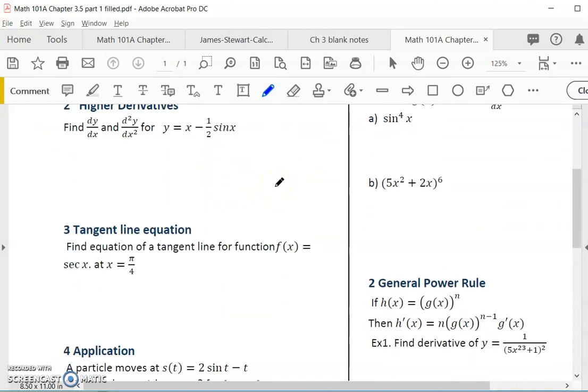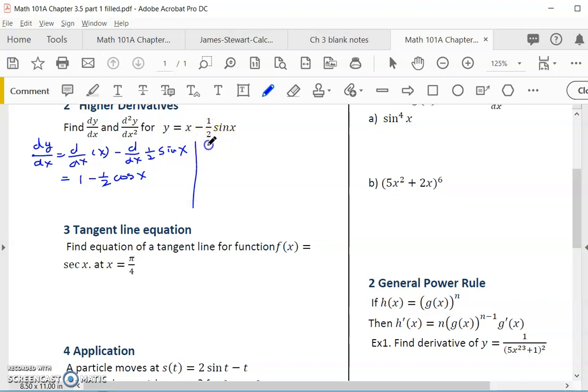The second thing that we want to do is higher derivatives. Sometimes if sine or cosine is used to model some motion, the second derivative is an acceleration. So we want to find the first and the second. So y prime, so dy dx first, would equal d dx of x minus d dx of 1 half sine x. So d dx of x is 1, and d dx of 1 half sine x is 1 half cosine x. So that is the first derivative.